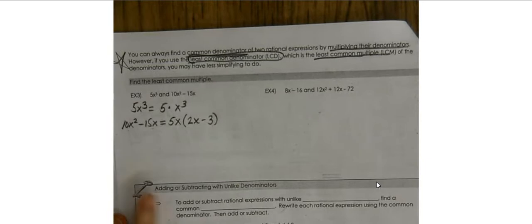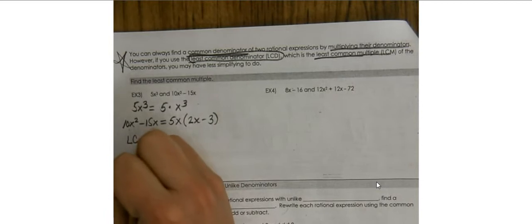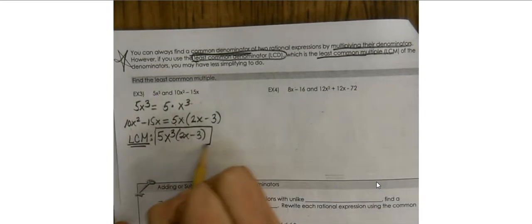So now that I have both expressions factored, I can identify my least common multiple. This one has a 5 to the first power and a 5 to the first power, so a 5 to the first power is the least common multiple. Up here we have an x to the third and an x to the first, so an x to the third wins. And then we have 2x minus 3. So every single factor is represented, and here is our answer: 5x cubed times 2x minus 3. That is our least common multiple. That is it. There is nothing further for you to do for example 3. Let's go ahead and look at example number 4.